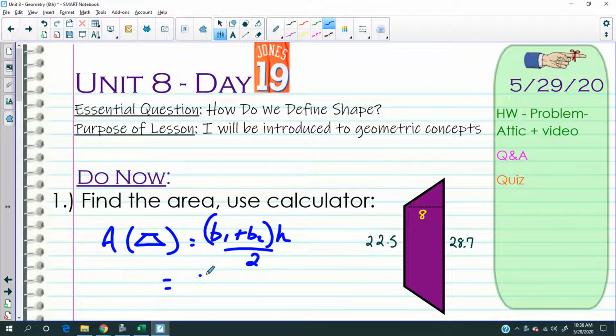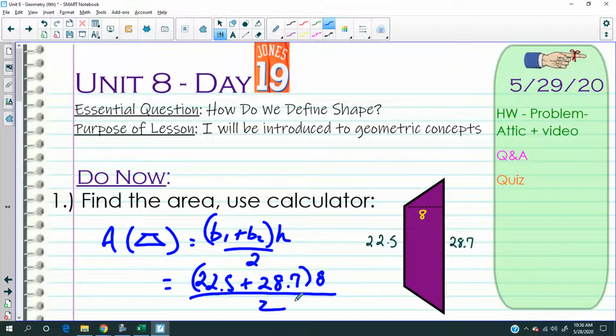Right, so let's see, base 1. Notice how I'm rewriting this. Base 1 plus base 2 times 8 divided by 2. Let's do all that. I'm going to use my calculator too. 22.5 plus 28.7 is 51.2, times 8 is 409.6, divided by 2 is 204.8. Okay, done.